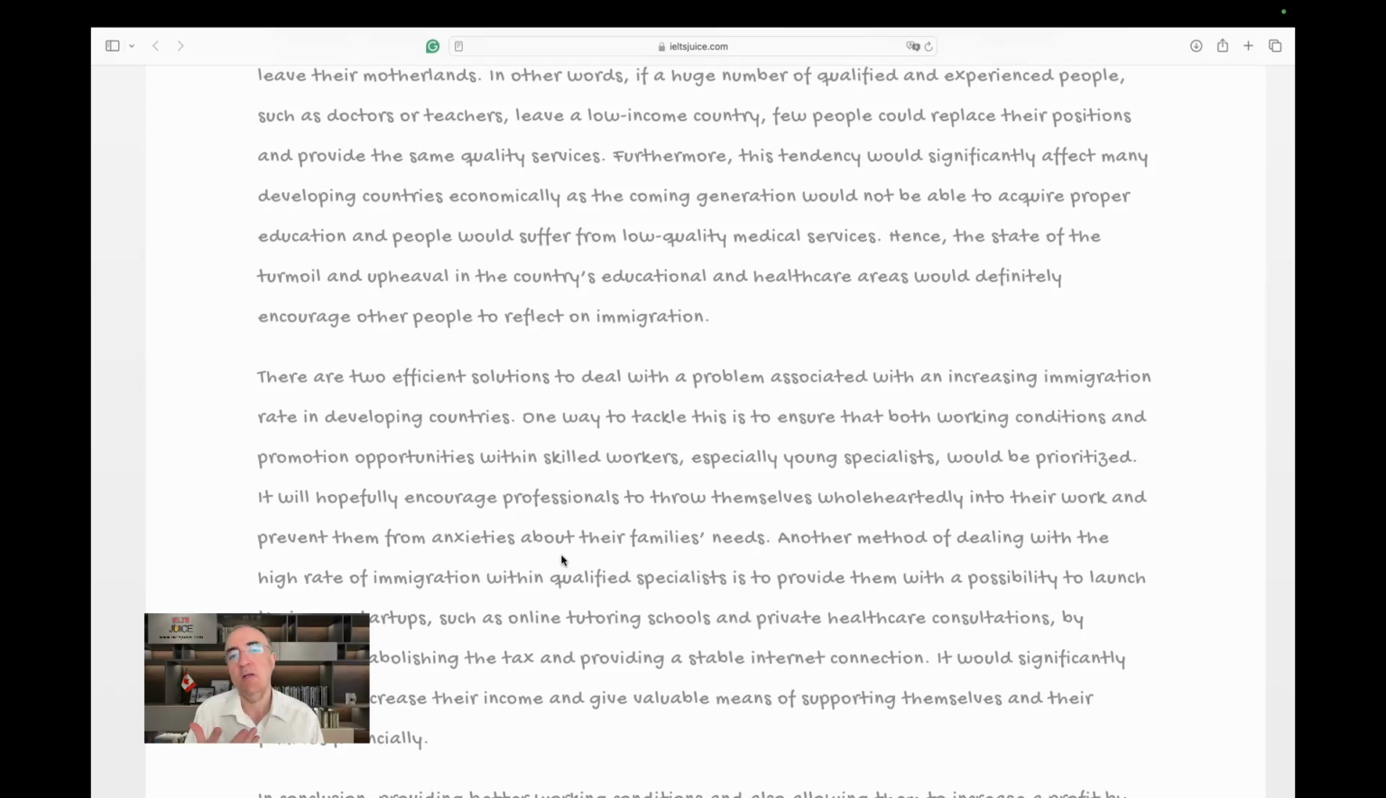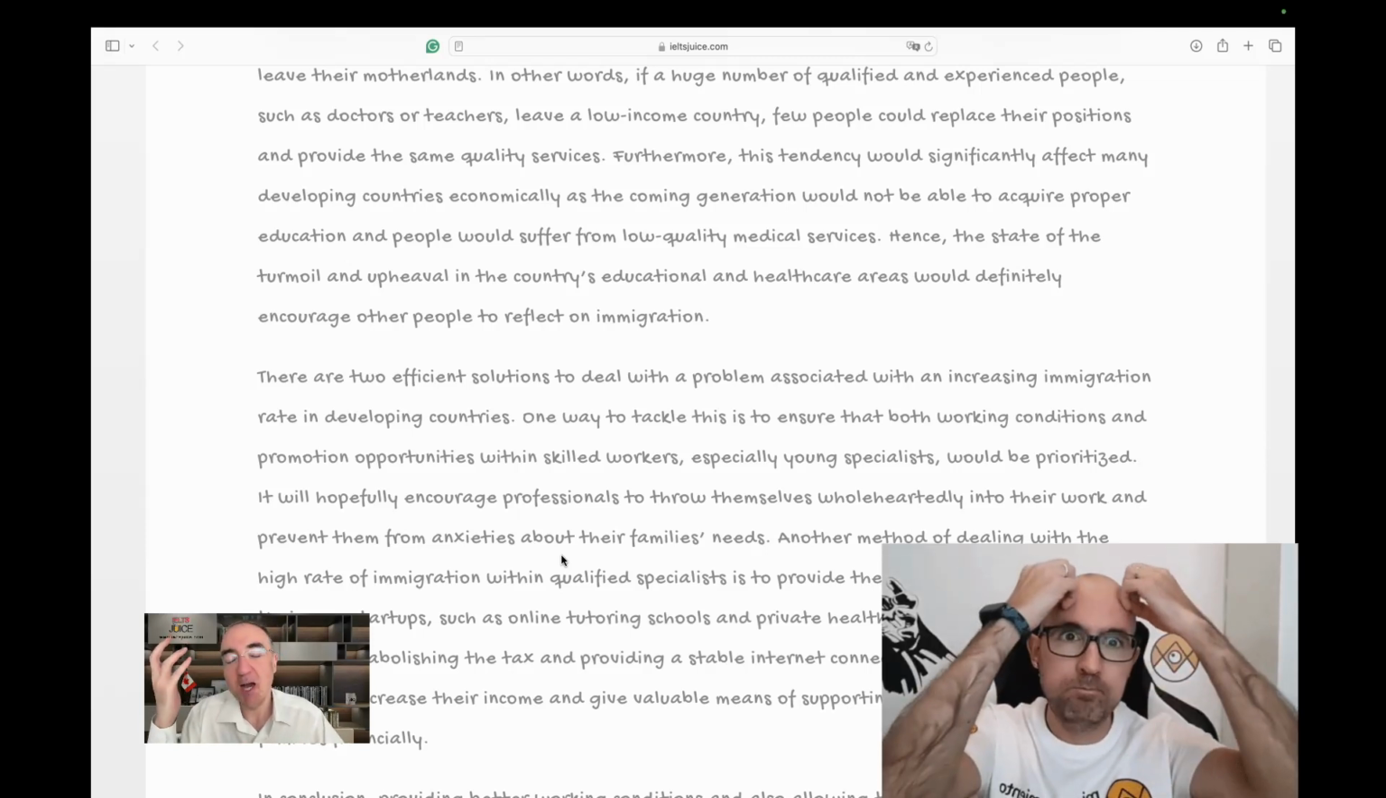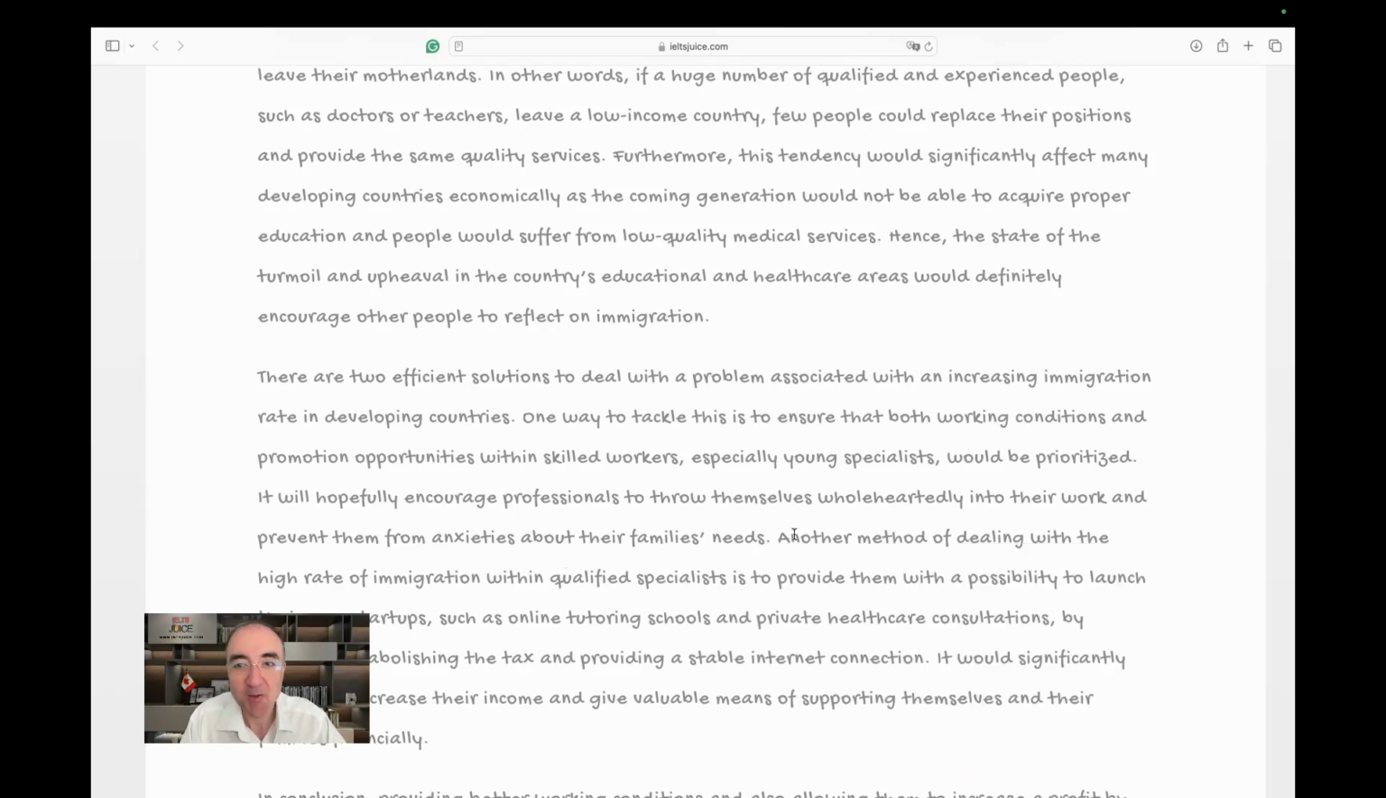Oh, wow. Now the vocabulary changed from negative connotation, bad situation in the previous paragraph, to now the solutions, and the writer intentionally uses positive words with positive connotations, like wholeheartedly, promotion, efficient. That's the skill you have when you know vocabulary and you use it to your advantage. That's mind-bending. This is beautiful. Would be prioritized. It will hopefully encourage professionals to throw themselves wholeheartedly into their work and prevent them from anxieties about their family's needs.